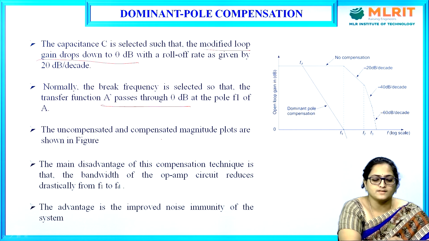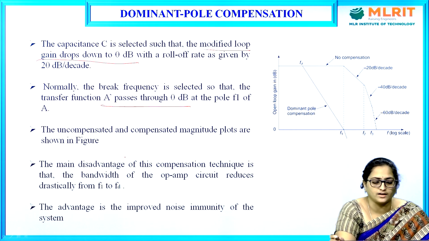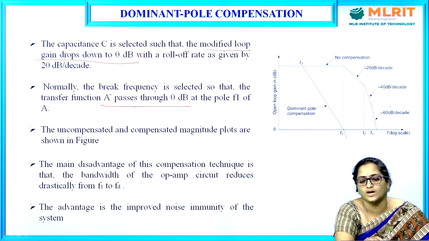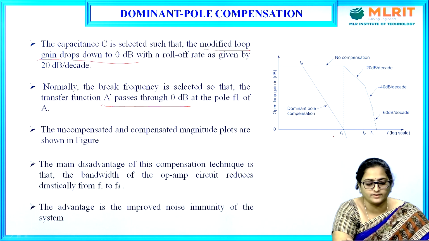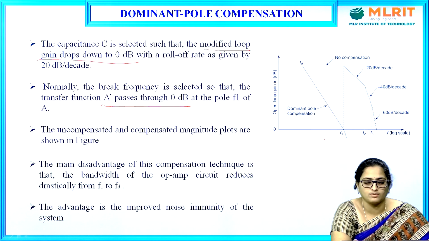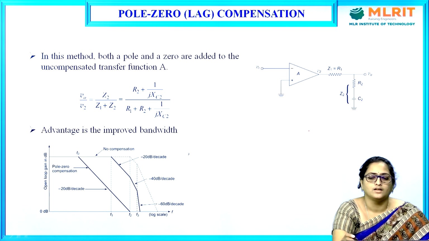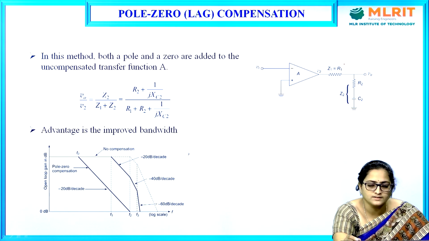The uncompensated magnitude plots are shown in the figure. The main disadvantage of this compensation is that the bandwidth of the op-amp decreases drastically from F1 to FD. The advantage is that the noise immunity of the system is improved. The next compensation network is pole zero or lag compensator. In this method, by adding a series connection of R1 with R2 and C1, this Z1 and Z2 are connected in parallel.